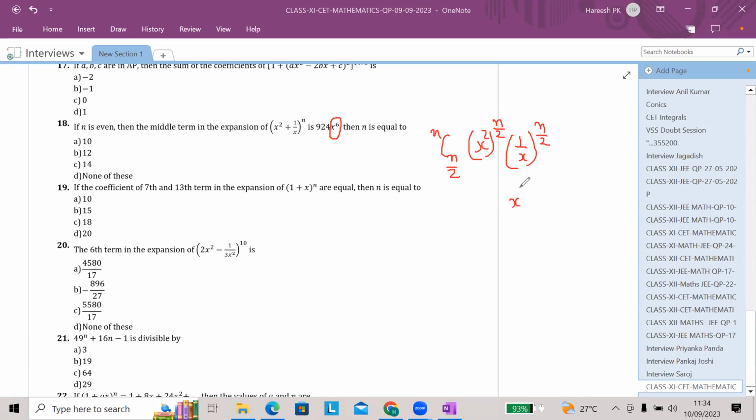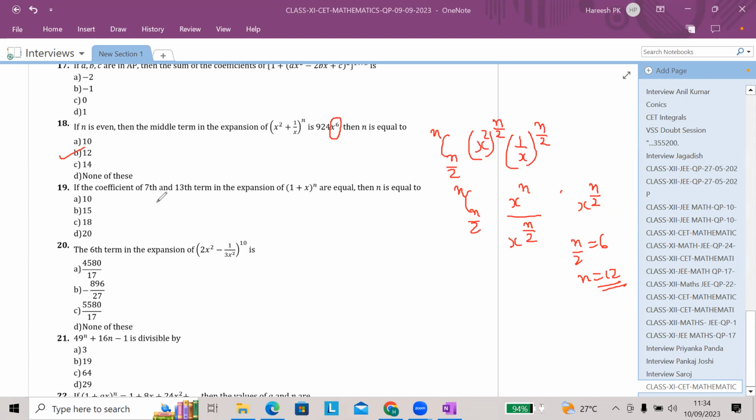I'll end up getting x^n in the numerator and x^(n/2) in the denominator. When I simplify this, a^m by a^n is a^(m-n). So this simplifies to x^(n/2). So that n/2 has to be 6, so n has to be 12. So it's an easy question. n has to be 12.